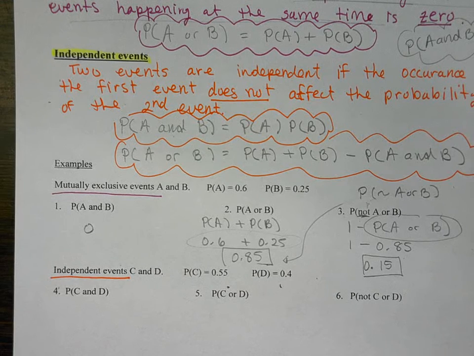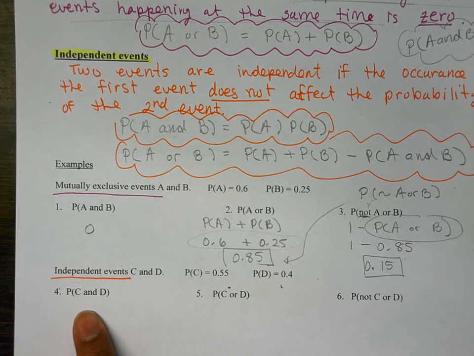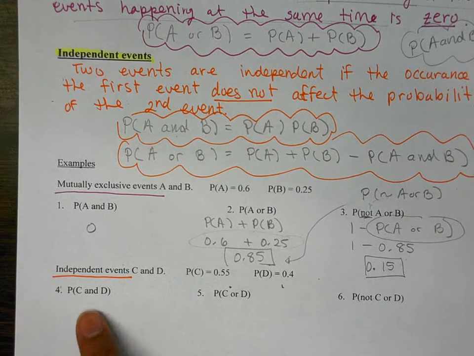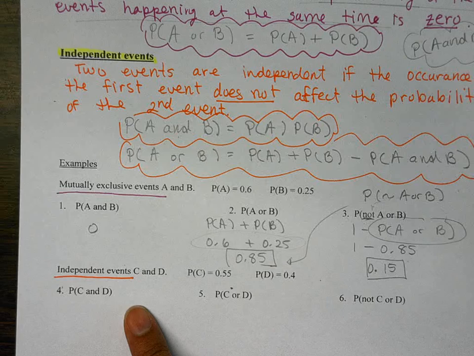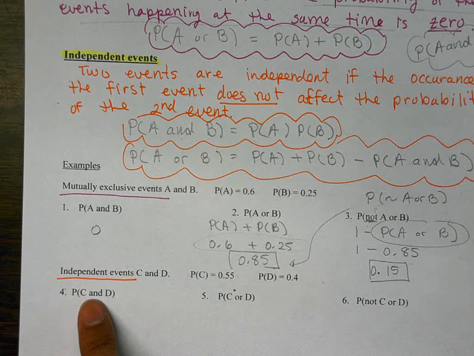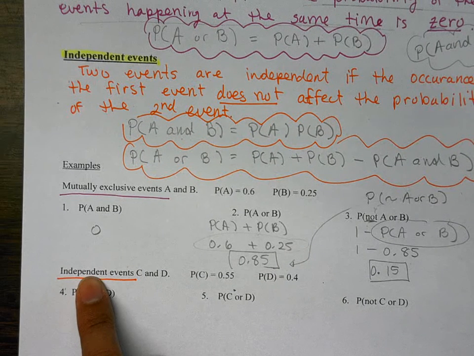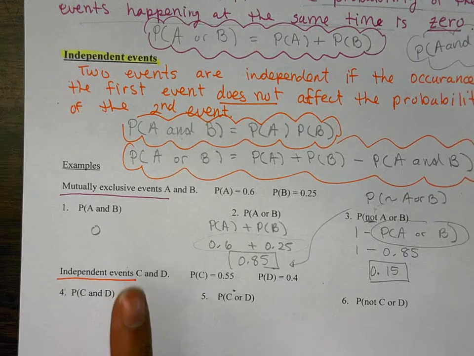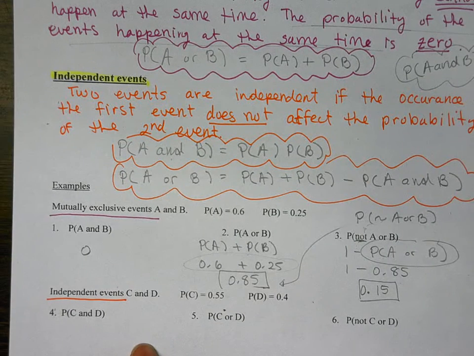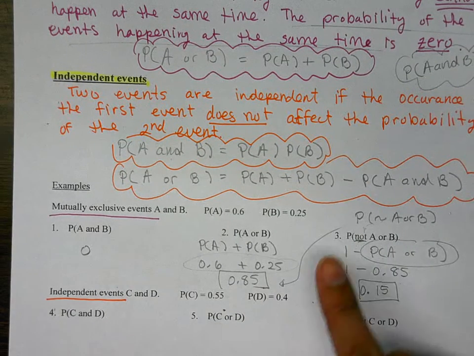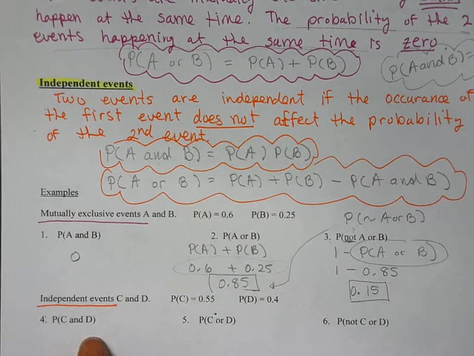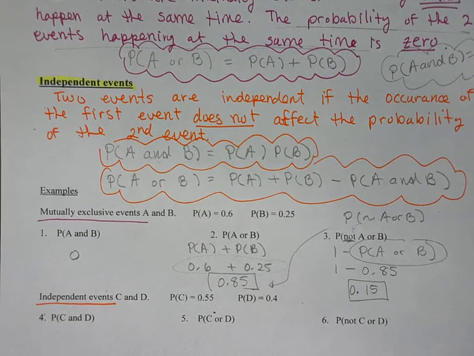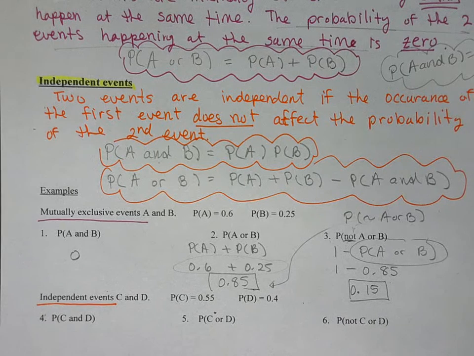So, is number 1 or number 4 also 0? It is not. Why is number 1 0 with the and, but number 4 is not 0? Number 4 is independent, not mutually exclusive. Do you see the difference? So let's go to the mutually exclusive or the independent formulas. What do I do with the A and B? I multiply them. So this one is not 0.